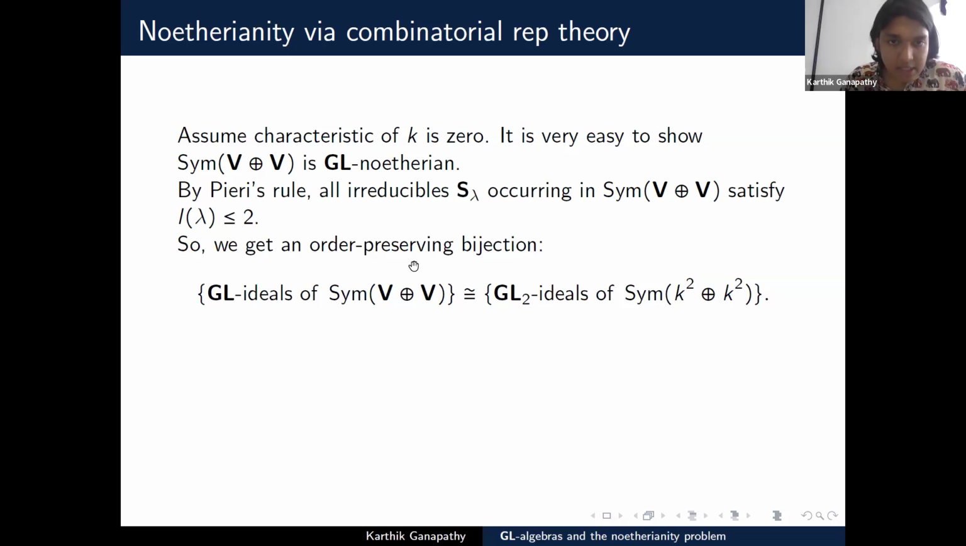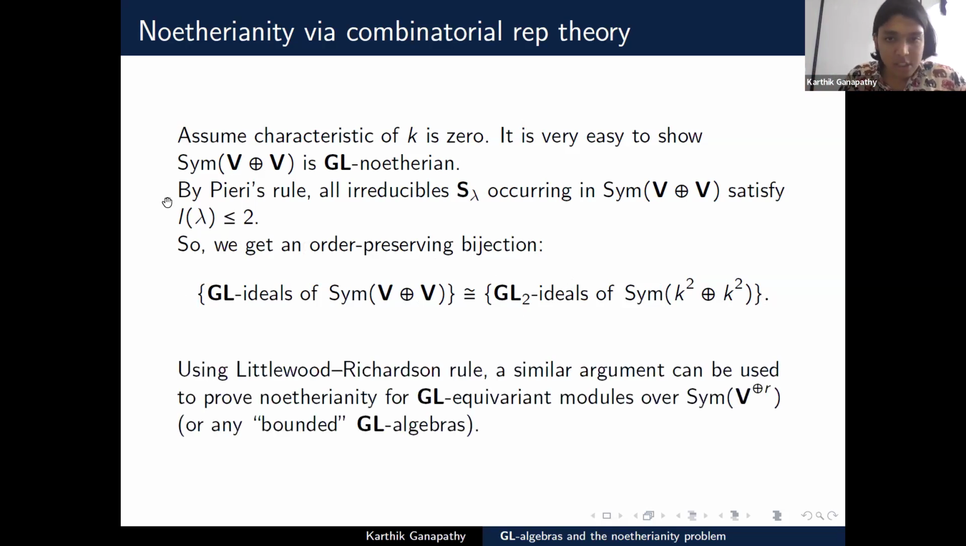So that essentially means that we get an order preserving bijection between GL stable ideals of Sym V direct sum V and GL2 stable ideals after just restricting to K^2. And that's because if you have a 2-row Schur functor, you essentially see all of it by just restricting it to K to the 2. But now the right-hand side is Noetherian just by Hilbert's basis theorem. So the left-hand side is also Noetherian.